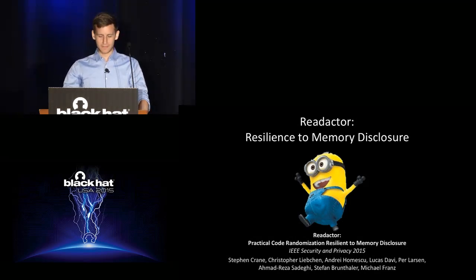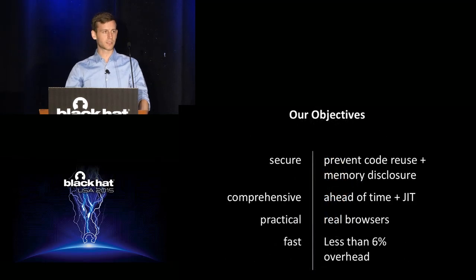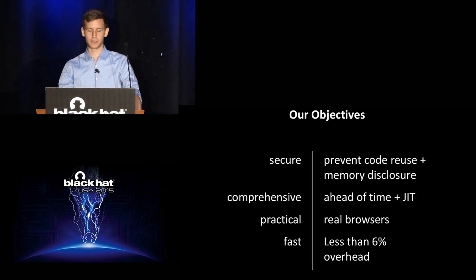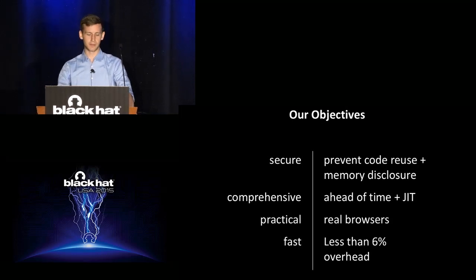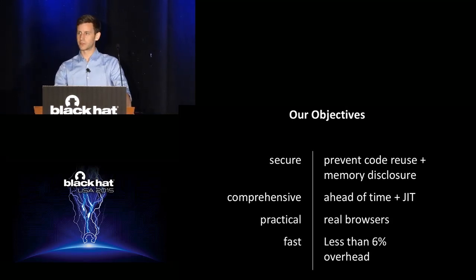Very good. I'm going to explain how Redactor works, what we implemented, and what we have to consider during the implementation. But let me first give you a quick overview of our goals. Our system should be secure, of course. We want to prevent the code reuse attacks Ahmad just mentioned. And we do randomization. As Ahmad mentioned, memory disclosure is one of the biggest threats to randomization, because if the attacker can read or disclose the randomization secret, he can basically undo it.